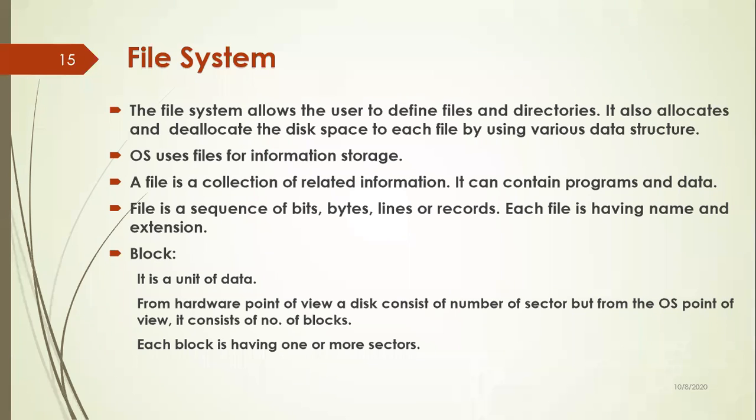Now, what is a file? A file is a collection of related information. It can contain program and data. Suppose I created one C program file, let's say program.c++. So this is my file, and if I create one MS Word document, that is also a file. A file is a sequence of bytes, lines, or records, and each file has a name with an extension. When you save any file, we have to give the file name, and the operating system will apply the extension. So every file has a file name and an extension.